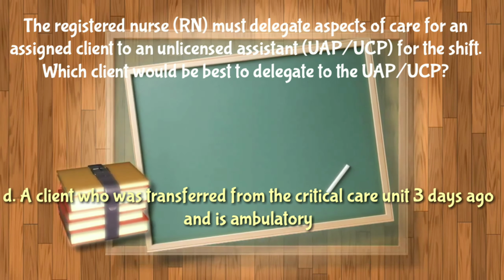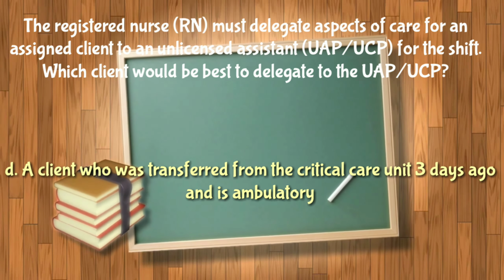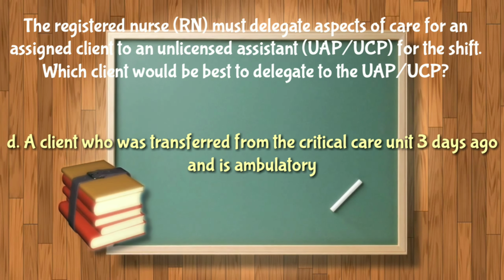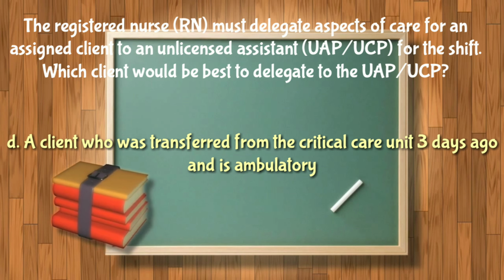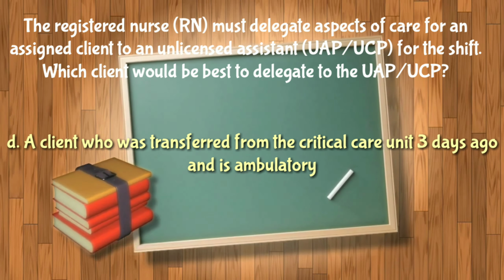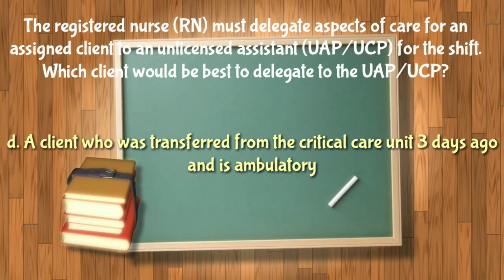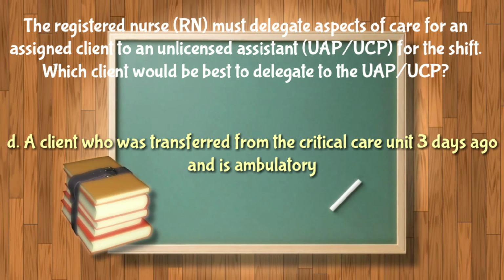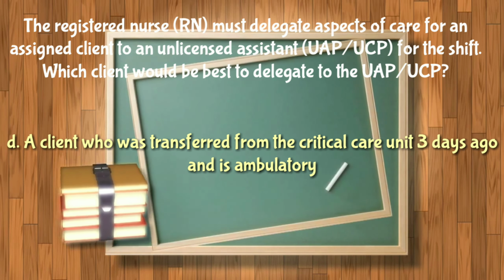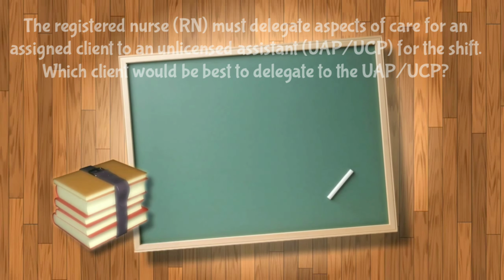We must know that factors to consider when delegating care include complexity of task, problem-solving innovation required, unpredictability, and level of client interaction. The ambulatory client is best to delegate because the client is likely to be stable with a low level of unpredictability. So letter D is the final answer.